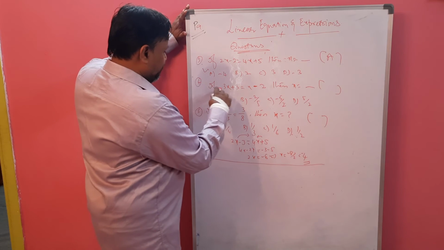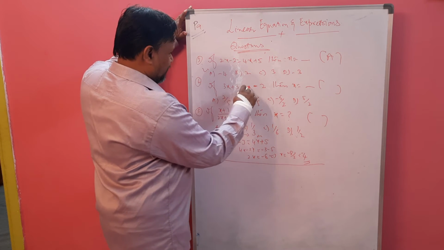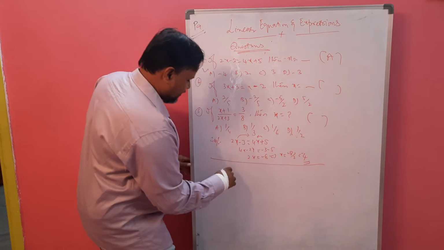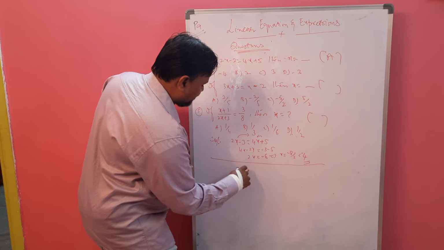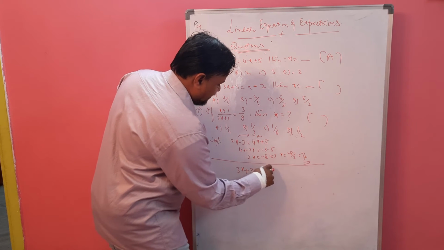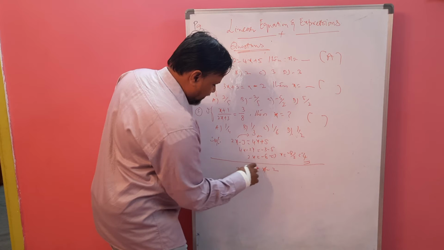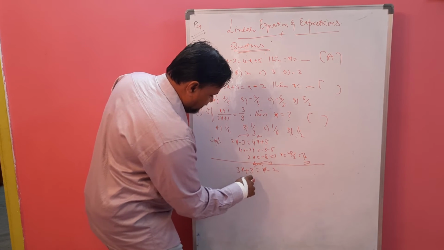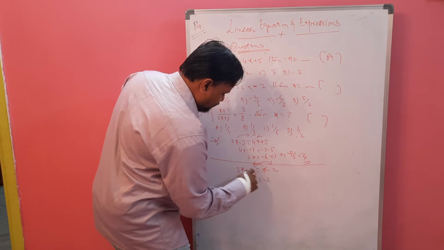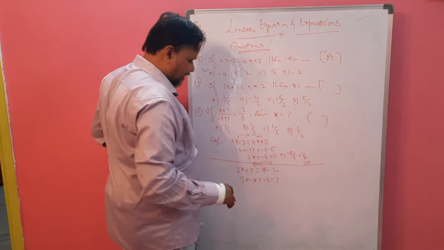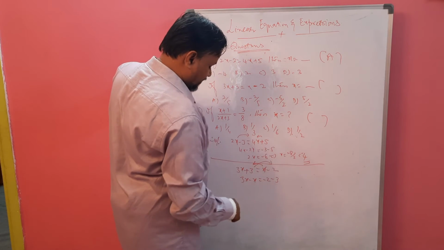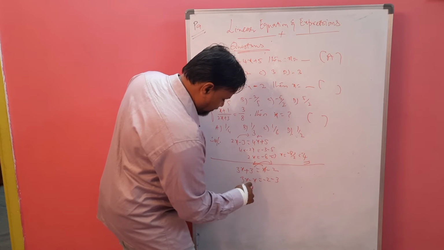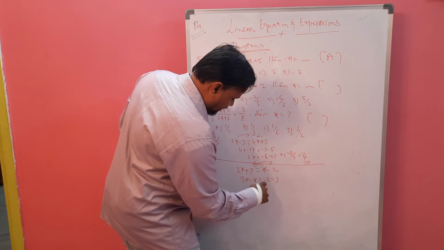Now the next one: if 3x plus 3 equal to x minus 2, then x equal to dash. Compare again this equation, make one side all variables and the other side all constants. So 3x, we are moving x to this side and 3 to that side. So this is 3x minus x equal to minus 2, and the 3 goes to the other side, minus 2 minus 3, so this is minus 5. 3x minus 1x is 2x. 2x equal to minus 5.